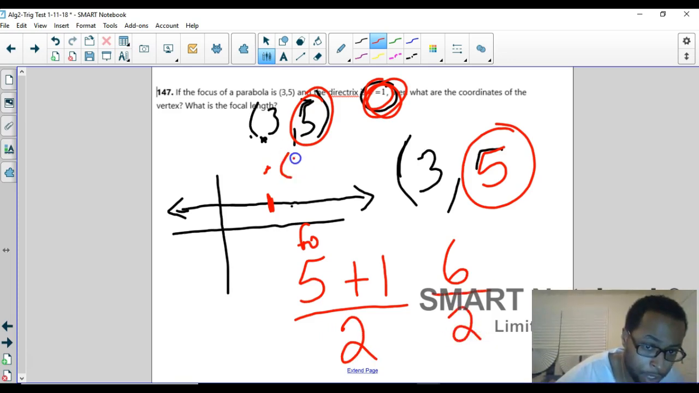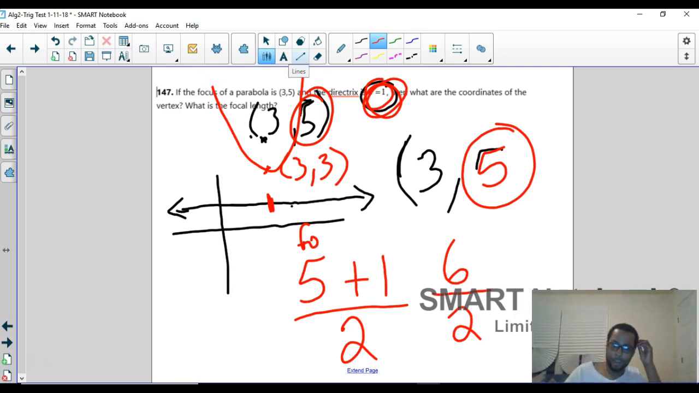So now you know that we didn't change the x, but we changed the y, and we realized that our vertex is (3, 3). Okay? That's how we figured out the vertex. Pretty straightforward. Focal length, we went up 2, so the focal length is going to be 2.